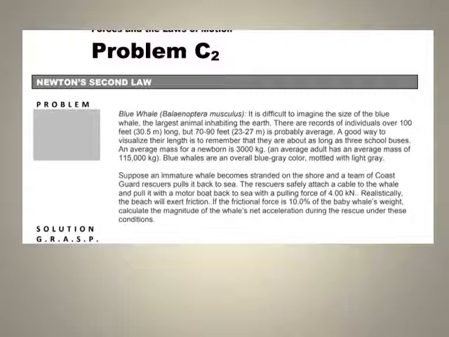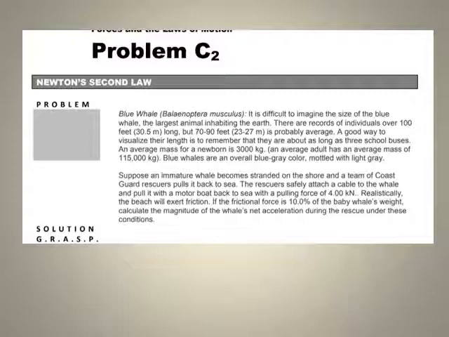However, the beach will exert friction in this example, so the frictional force is going to be 10% of the baby whale's weight. Now, I would draw your attention to the fact that this is a mass, this is not a weight. Weight is a measure of force. This is a mass in kilograms. Weight is going to be measured in newtons. It's a force. I think that's obvious, but in case it's not, because weight and mass are problematic terms when we're not in a science setting. We are talking weight here, so 10% of the baby whale's weight.